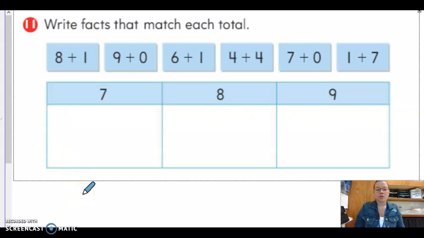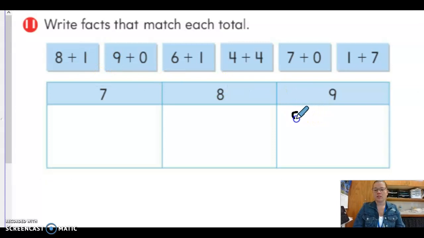And a problem like this on your test tomorrow says write the facts that match each total. Okay, so I think we should just go one by one and figure out what the total is. So the totals that we can be having today are 7, 8, and 9. So 8 and 1 more. When we count, we say 8, 9. So we would take 8 plus 1 and write it under the box that says 9.